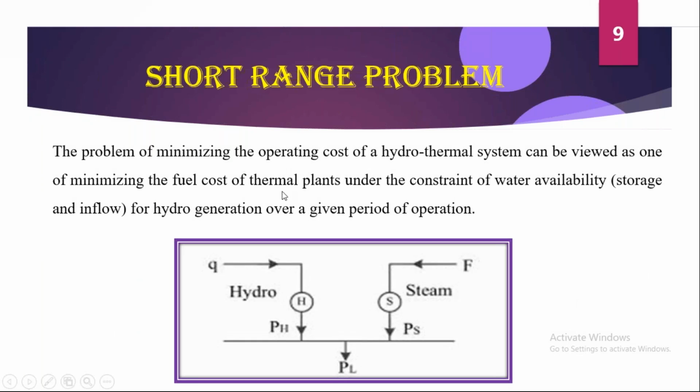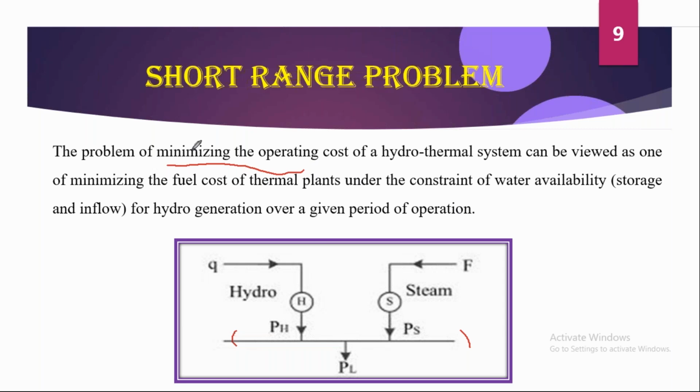Next. So this is the structure of how both of them combinedly deliver the load. This is the bus bar, and this bus bar is connected to the power delivered from the hydro and the power delivered from the thermal power plant. Both combined, they can deliver the load.